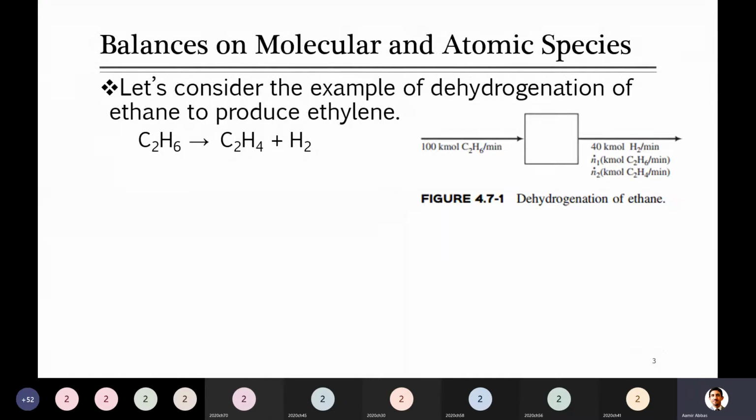And at the outlet of the reactor, you can see that there are 40 kilomoles of hydrogen per minute, and the initial feed was 100 kilomoles of ethane. At the outlet, hydrogen is 40, and the other two are unknown here. He didn't mention their flow rate. By the way, up to yesterday's lecture or even today's lecture, this is chapter 5 from your textbook, I think.